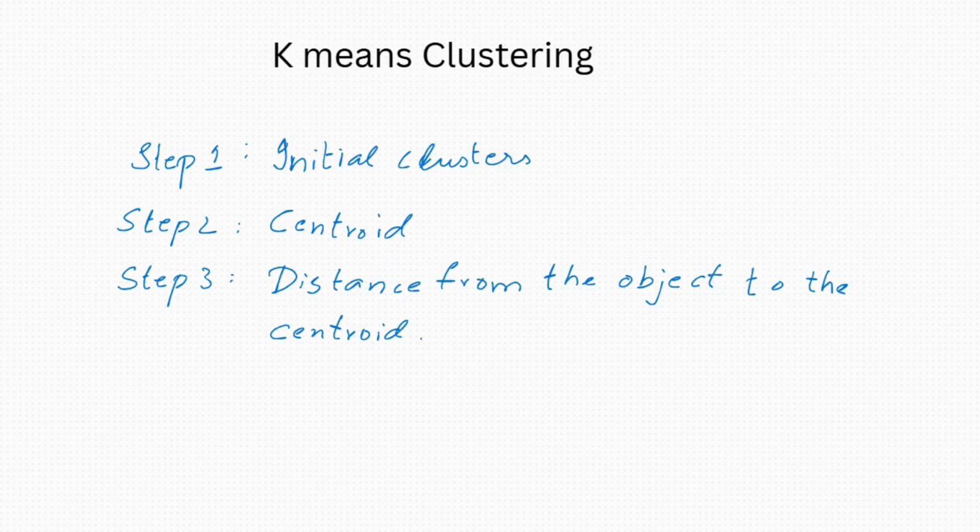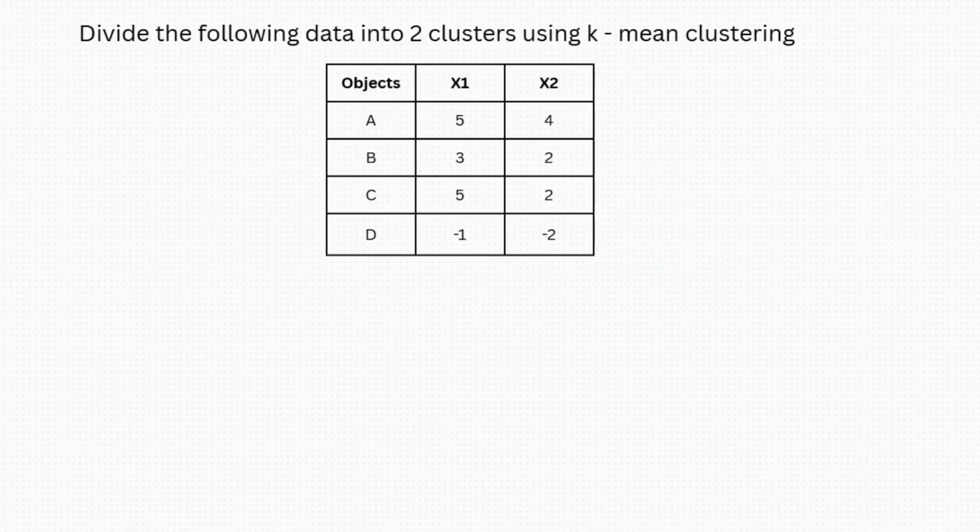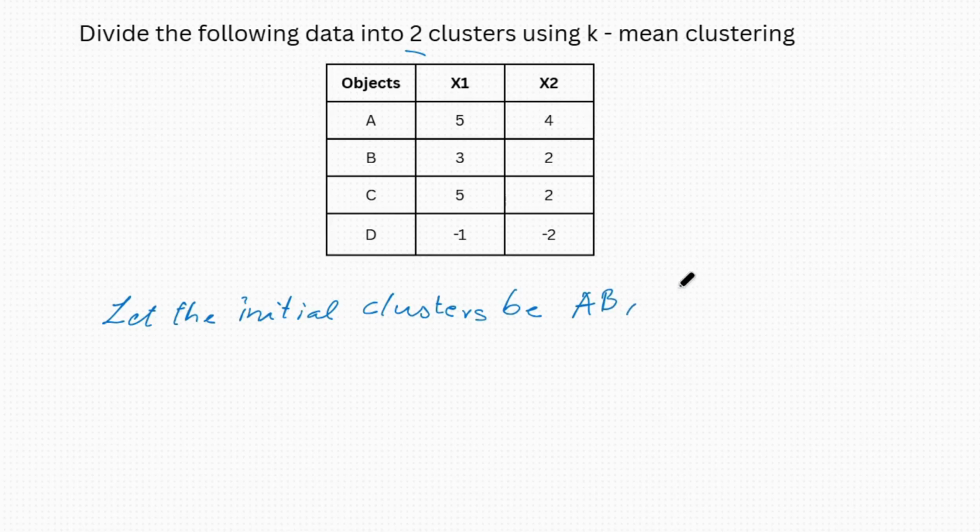Now let's see the problem based on this K-means clustering. In this question we are asked to find two clusters, means K is equal to 2, using K-means clustering, and there are 4 objects. So now let's take the initial clusters. Let the initial clusters be AB, CD. Now let's find out the centroid.